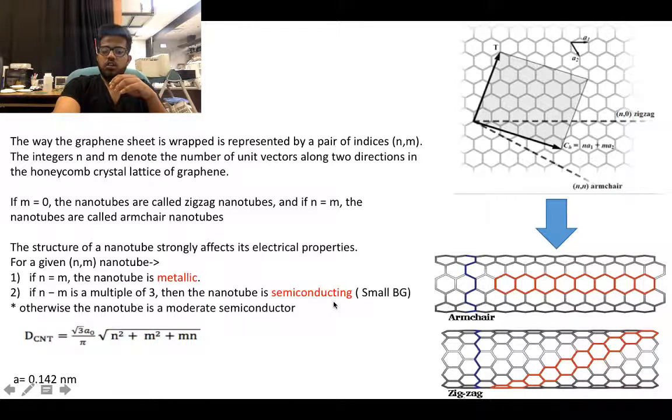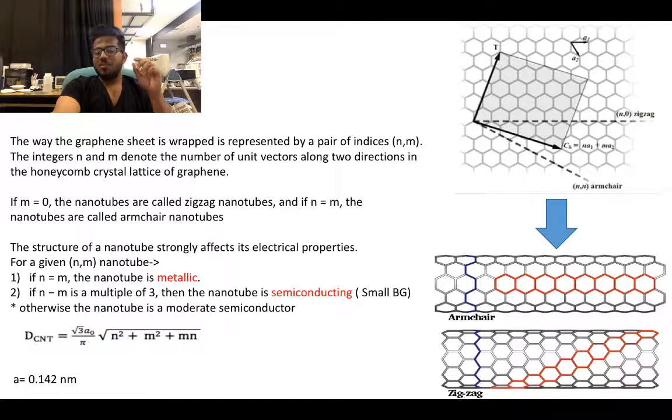And the most interesting part is if n minus m equals 3, the band gap is pretty small. But otherwise, if neither of these two conditions is true, if n is not equal to m and n minus m is not equal to 3, then you actually get a carbon nanotube with moderate semiconductor properties. Our interest lies in the second half, where n minus m equals 3, or where neither of them is true.